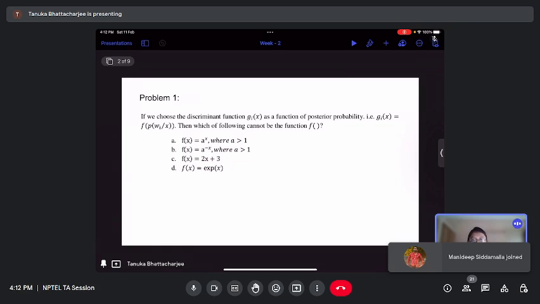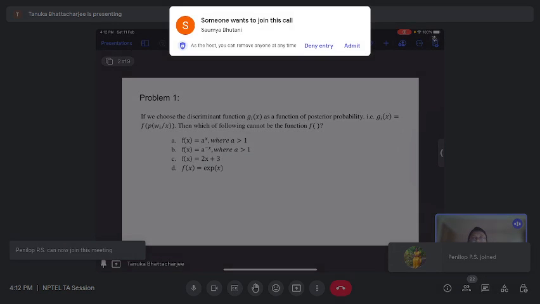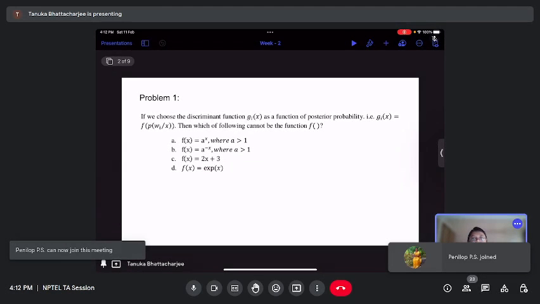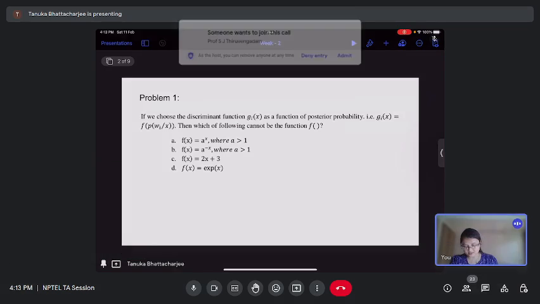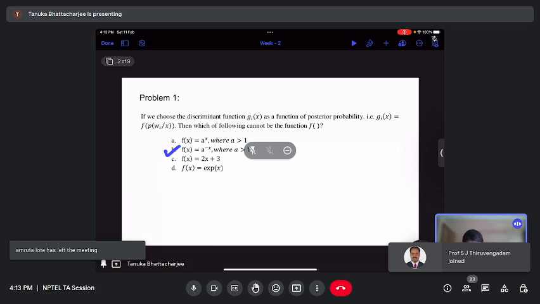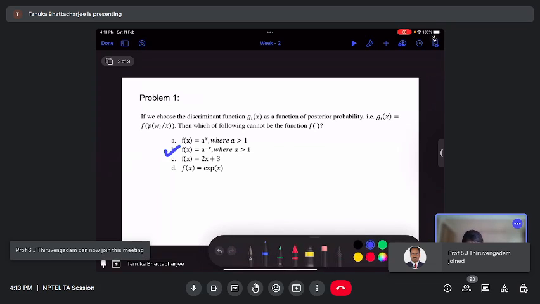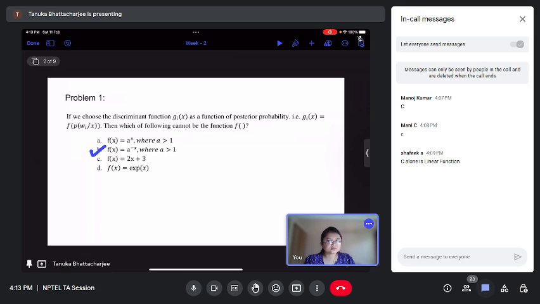The only such function present in these options is a to the power minus x, which is not a monotonically increasing function; it is actually a decreasing function given a greater than 1. So, only option B you cannot use as the function here. The correct answer in this case will be option B. Option B cannot be a discriminant function in this scenario. So, is it clear to you guys, Mani, Manoj, Safiq?